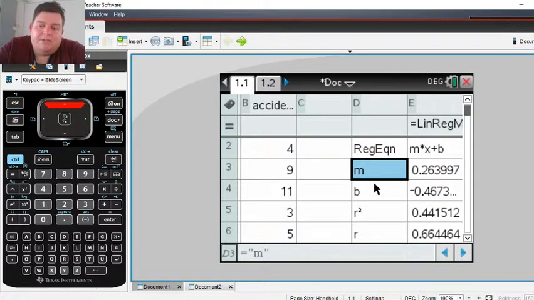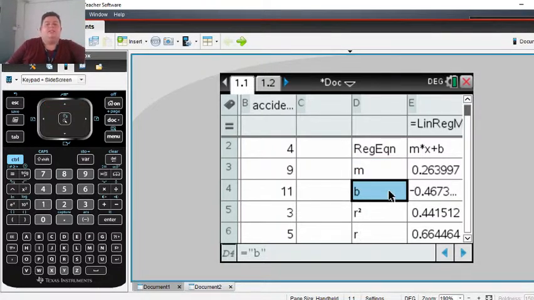Next you have the y-intercept, which you can interpret, which would be if the temperature was 0, the number of accidents would be negative 0.47, right? Or essentially 0, which isn't exactly accurate, but that's what the slope and y-intercept are telling us.